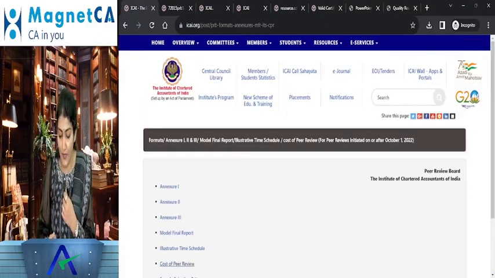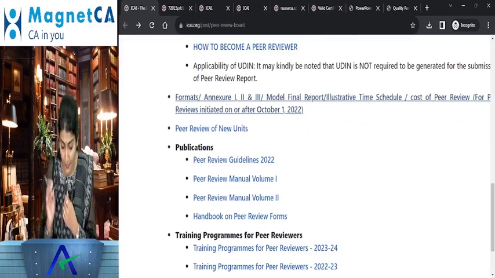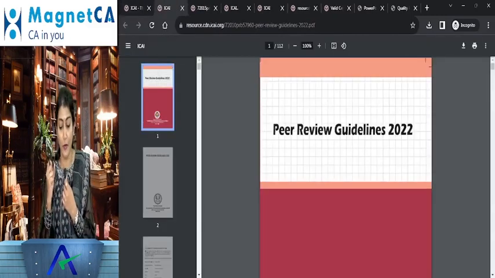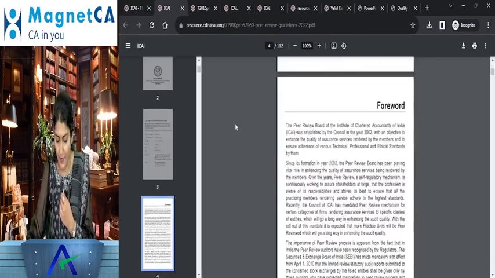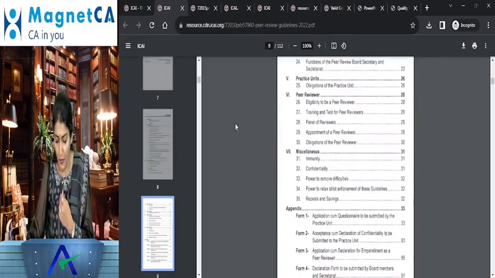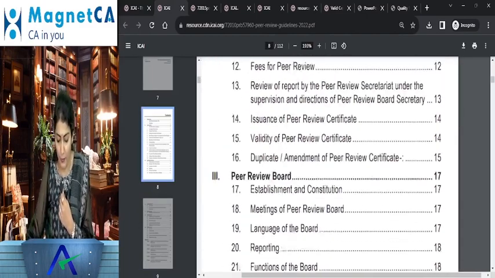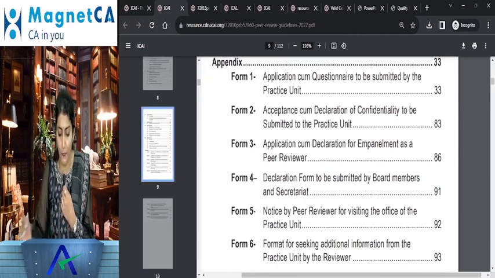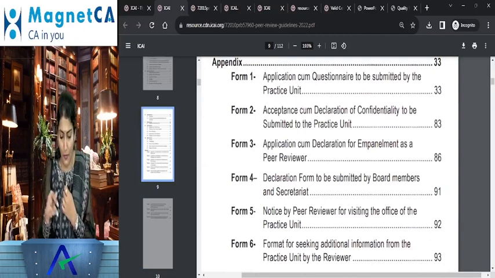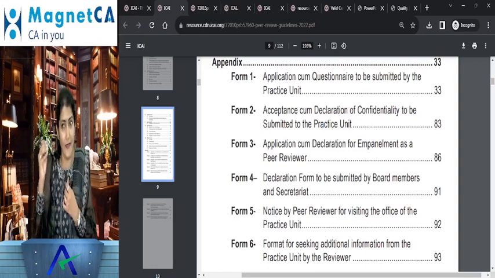So again, what we are studying over here, is it theoretical? No, 100% practical. This actually happens, the peer review of the ICAI. You also have this document issued by the ICAI called the peer review guidelines. Again they have the peer review and its objective, the coverage of peer review, all the points regarding the peer review. Also all the forms have been given over here. We'll be going through these forms, form 1, 2, 3, 4 and so on. So do you get some idea regarding what we are talking about over here?